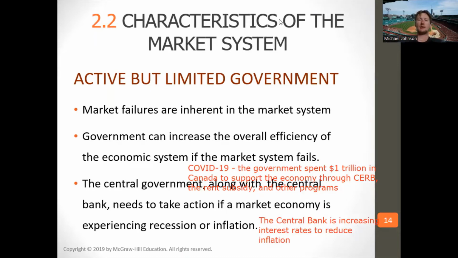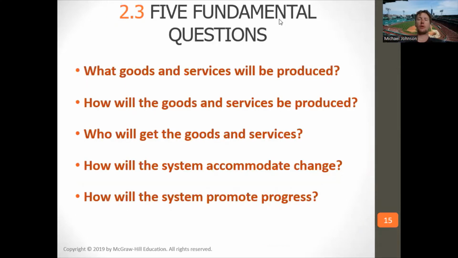These are more like general questions. What goods and services will be produced? Those are questions you ask of your business. How will the goods and services be produced? Who will get the goods and services? How will the system accommodate change, and how will the system promote progress? Those are important questions to ask when you're a company trying to produce a product.